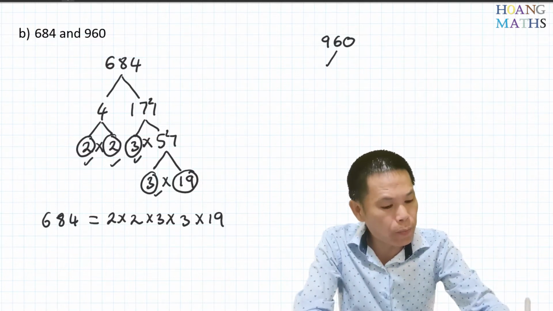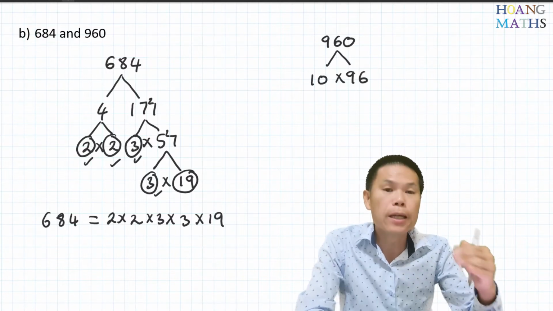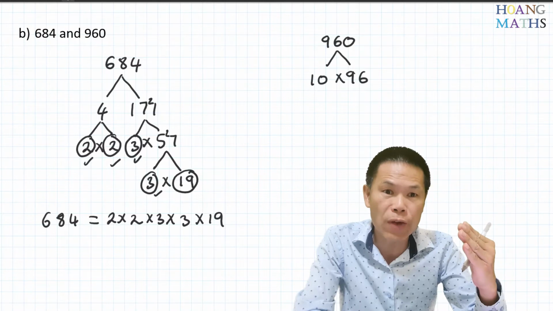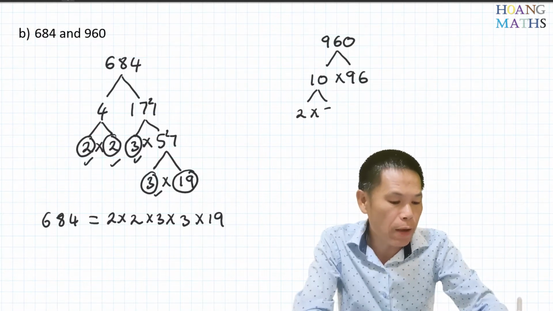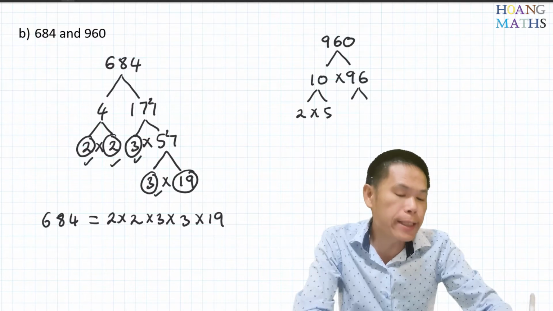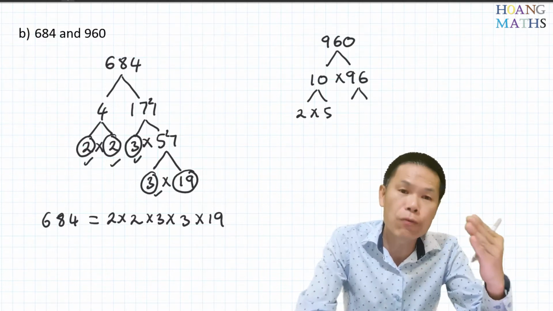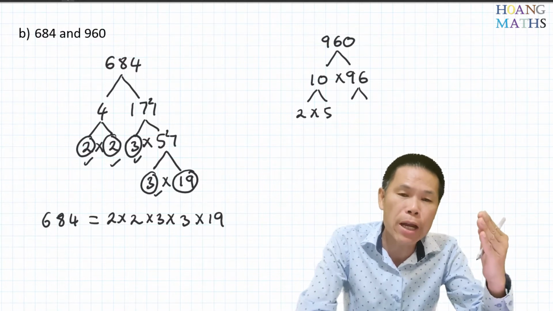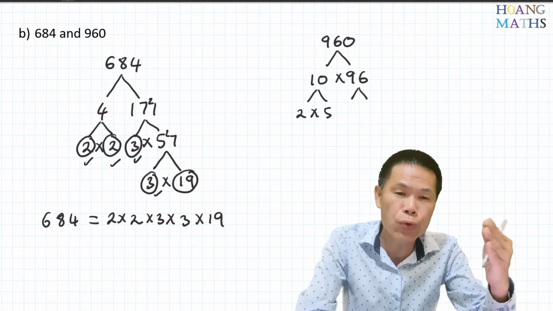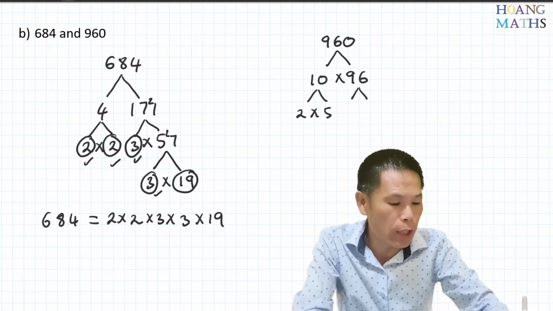So I just write 10 times 96. Then 10 is 2 times 5, right? So this is 2 times 5. And then 96 is divisible by 2, or it can be divisible by 3, because 9 plus 6 is 15. So it doesn't matter whether you go for 2 first or 3 first. So let's go for 2, okay?